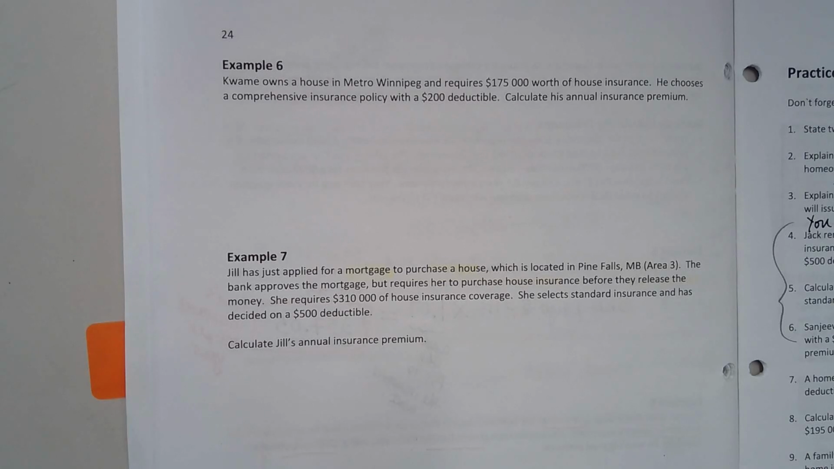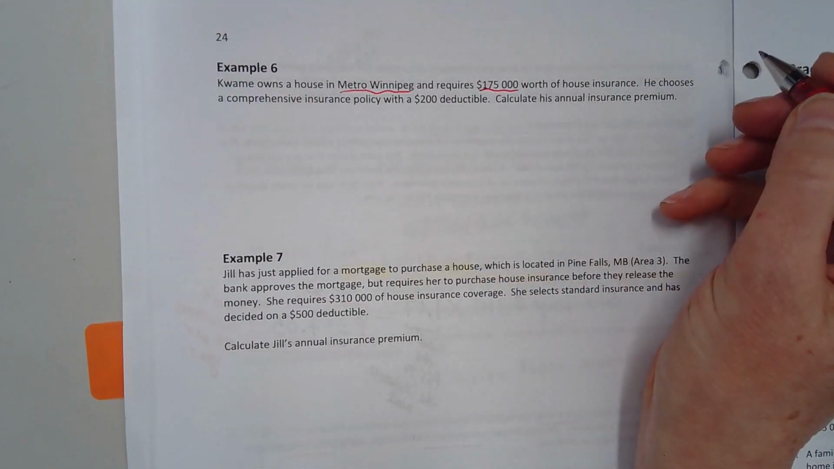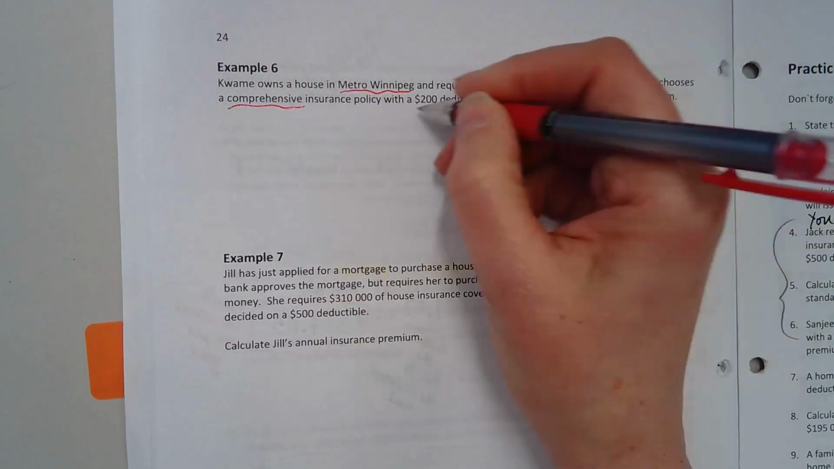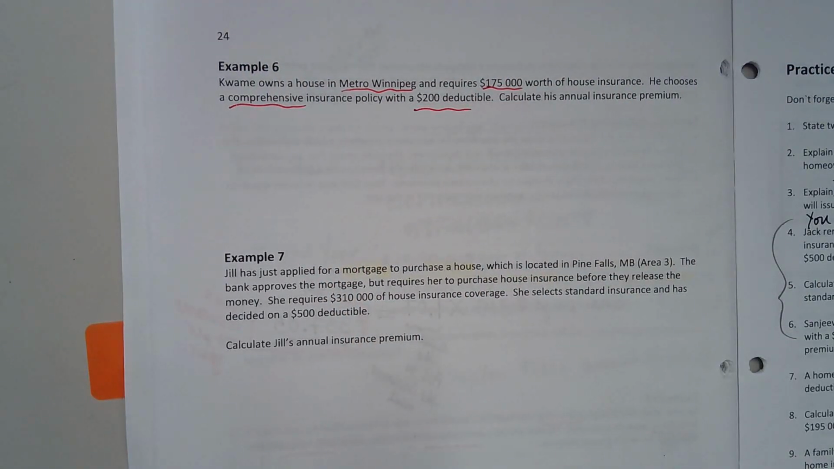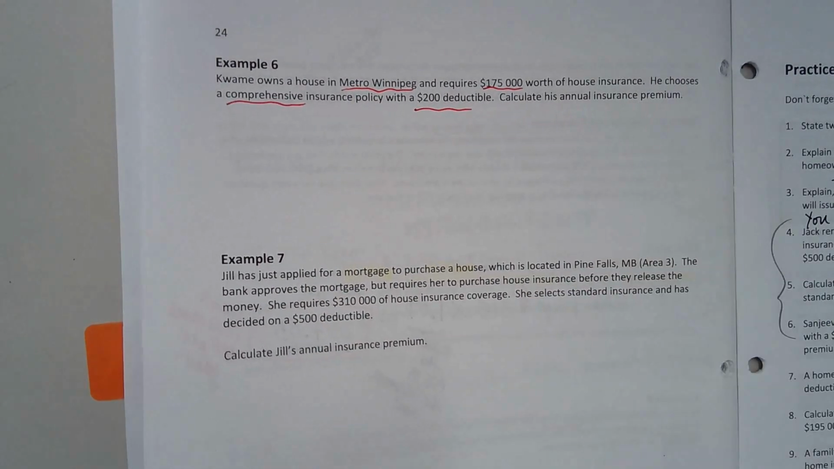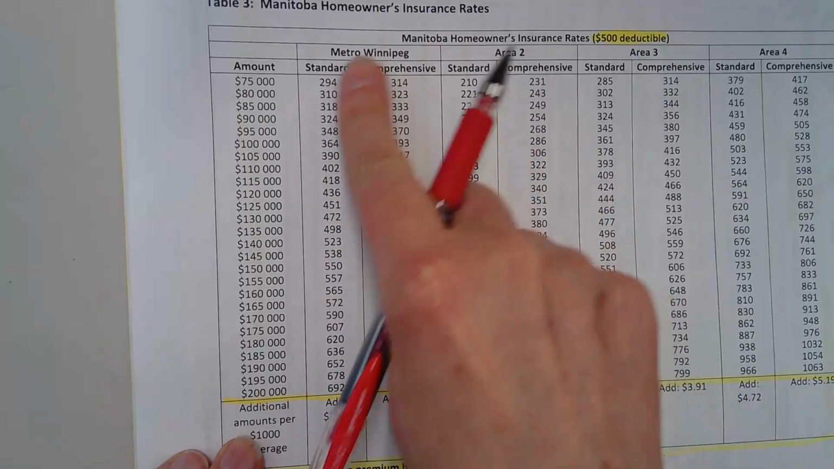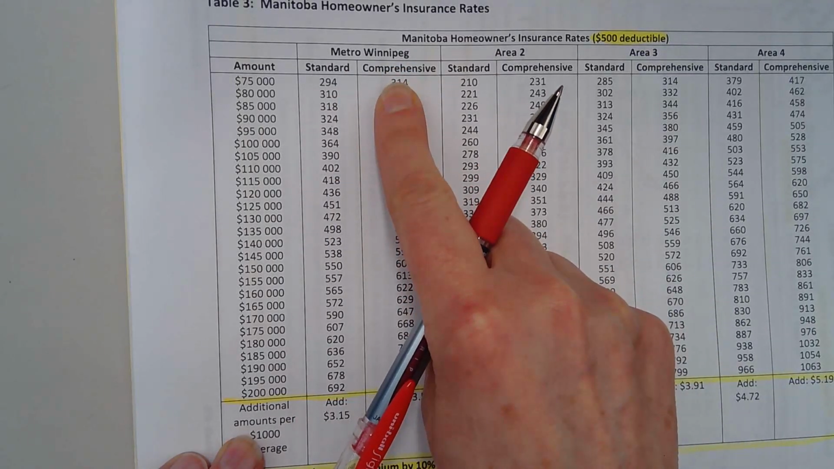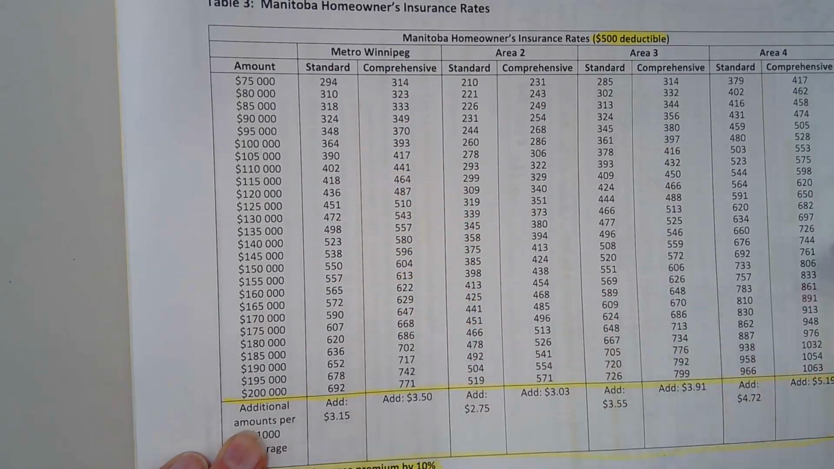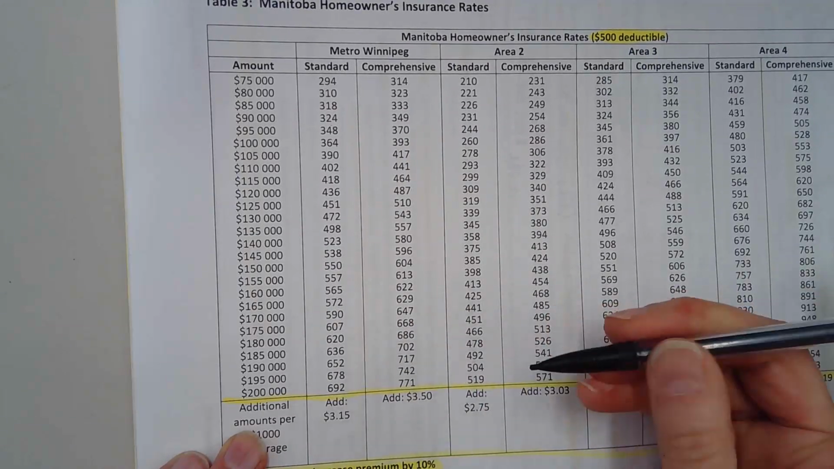So I'm going to kind of highlight this. It's important: the Metro Winnipeg, the 175, the comprehensive, and the 200 deductible. Okay, so now I'm going to go to my chart, and it's the one on the flip side of the tenants. So it's Metro Winnipeg 175. I'm going to look at the chart. Metro Winnipeg is the first set of columns, and it was comprehensive, right? And it was 175. So what did you get? I think I got 668, yeah.